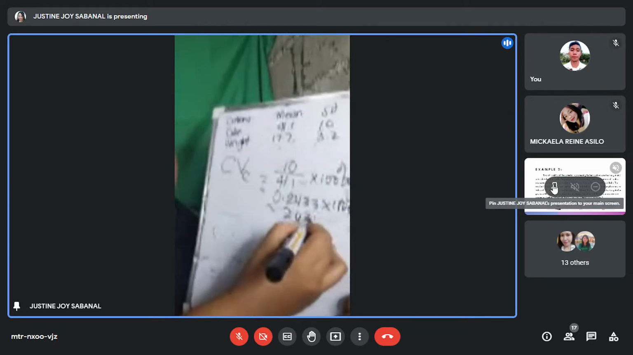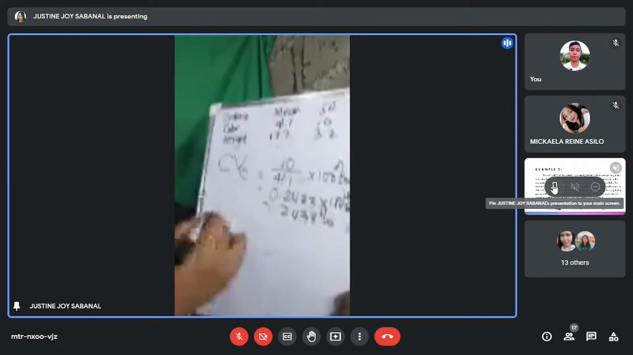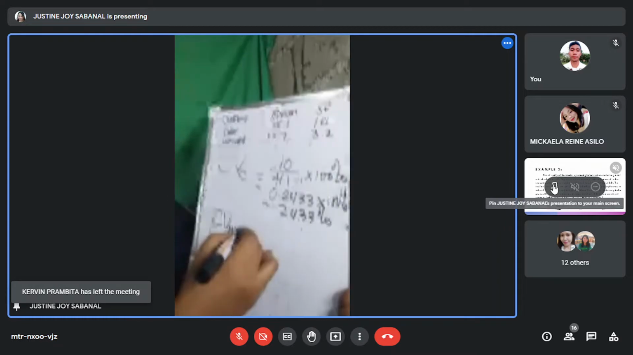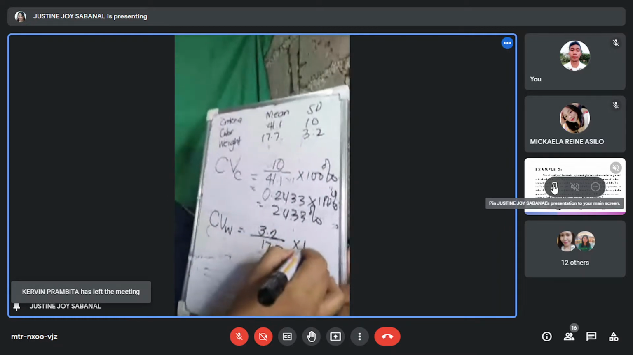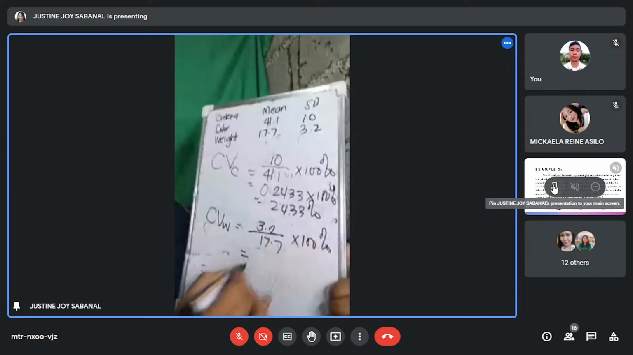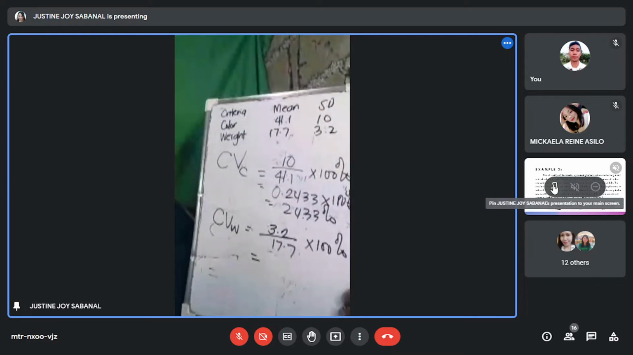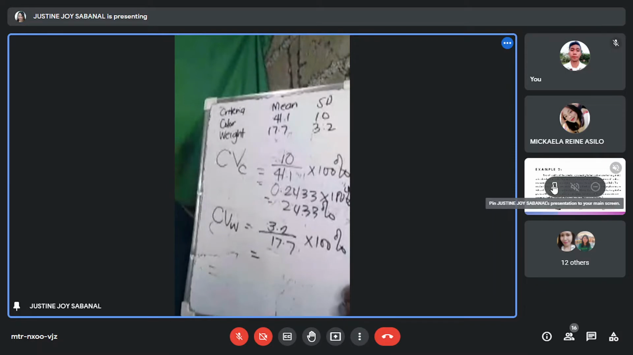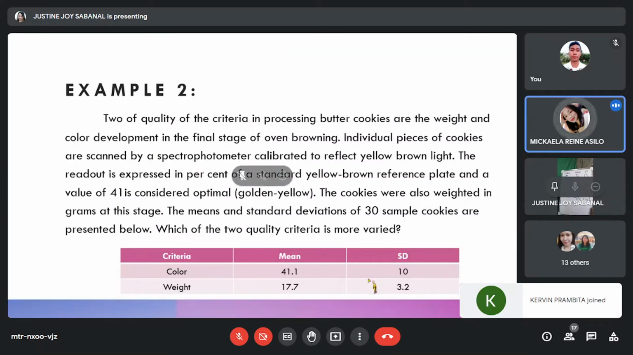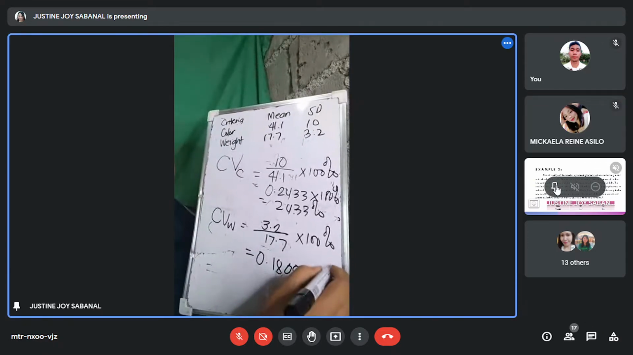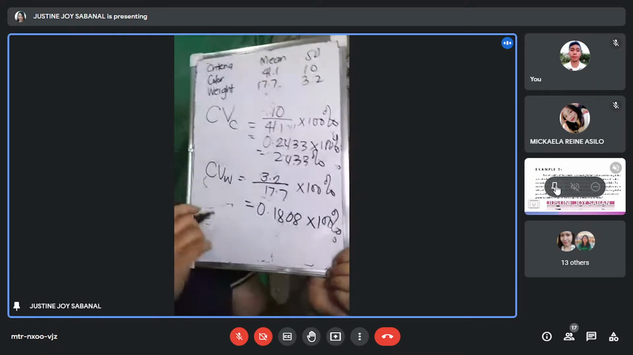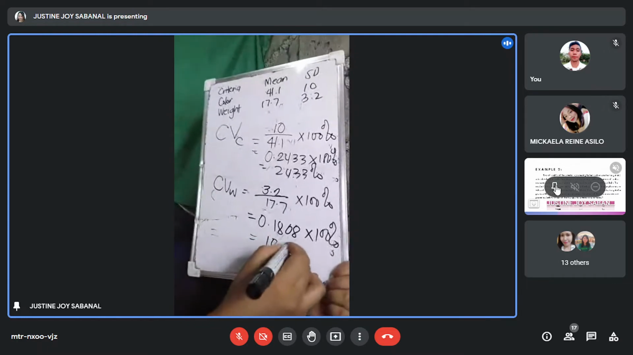So, how about the weight? So, this is 3.2 over 17.7. So, what is the value? 0.18089. Correct. Or 18.08.